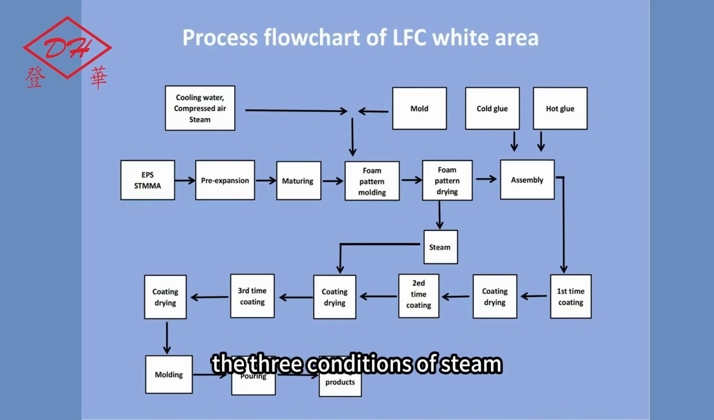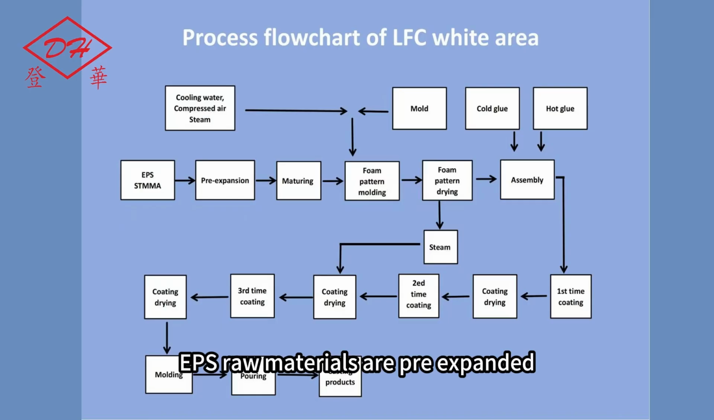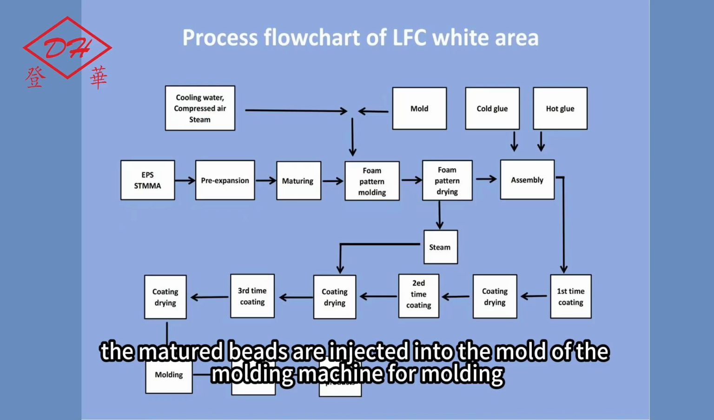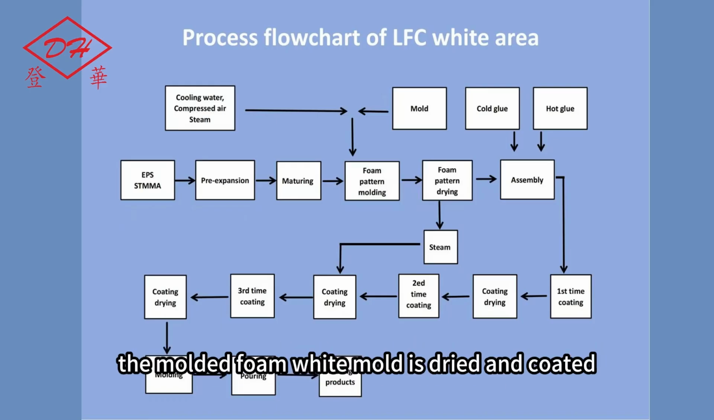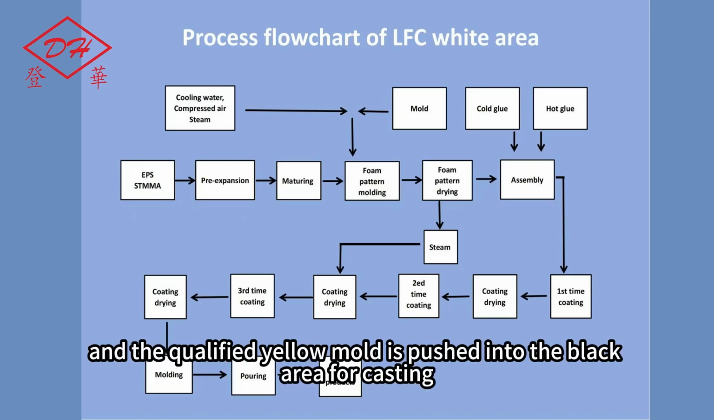First, the 3 conditions of steam, water and compressed air are met, EPS raw materials are pre-expanded, and the expanded beads are matured. The matured beads are injected into the mold of the molding machine for molding, the molded foam white mold is dried and coated, and the qualified yellow mold is pushed into the black area for casting.